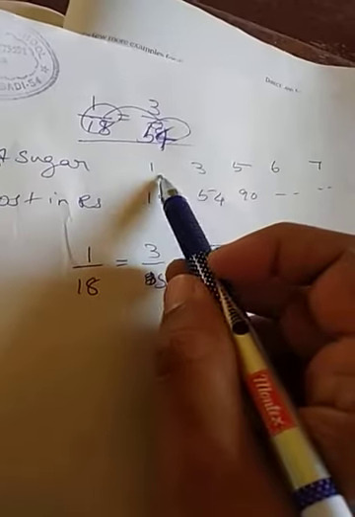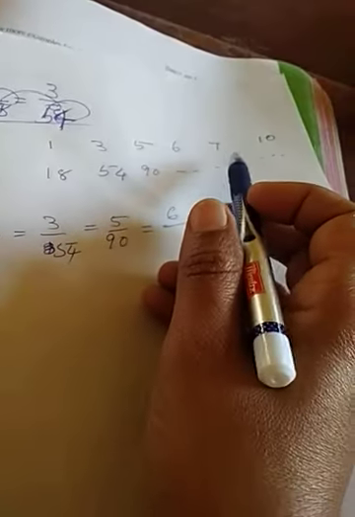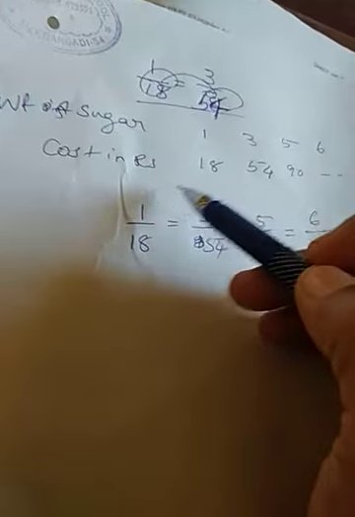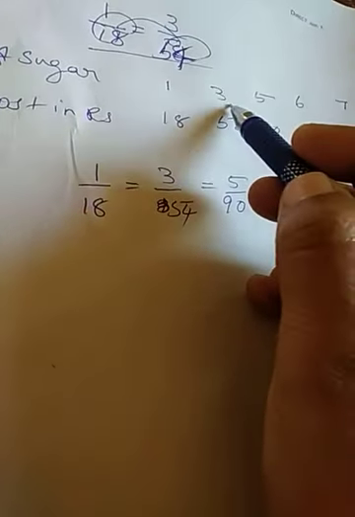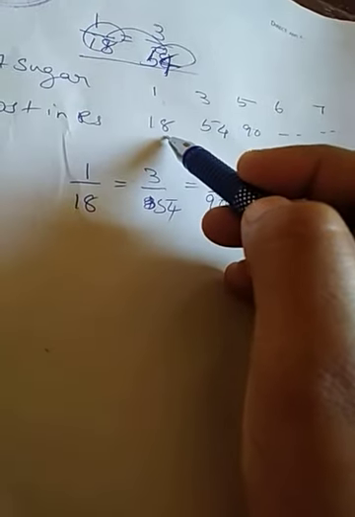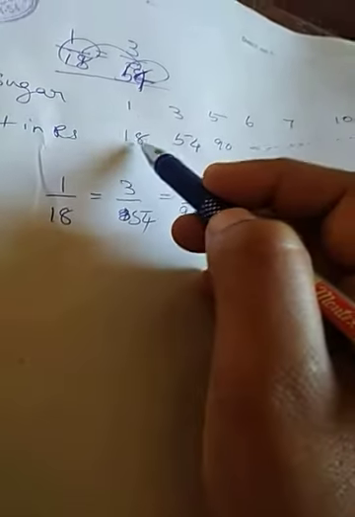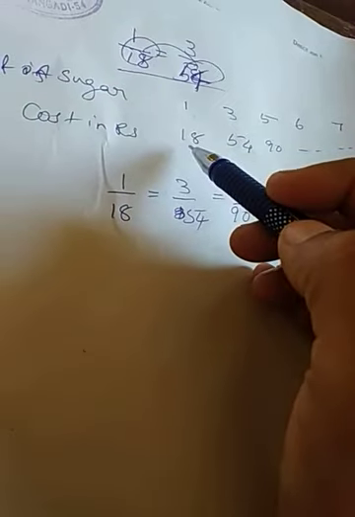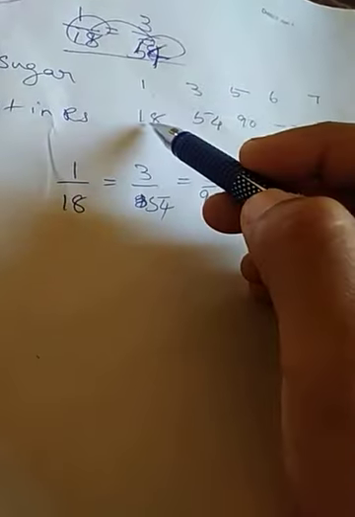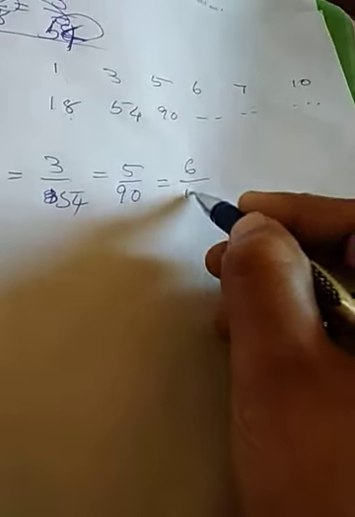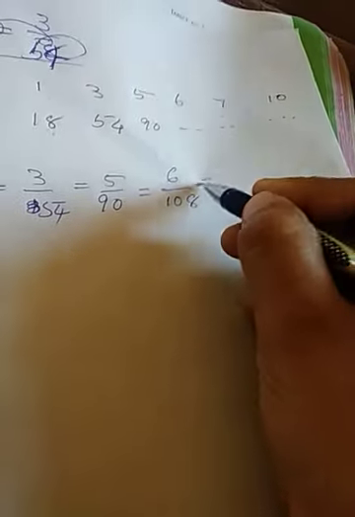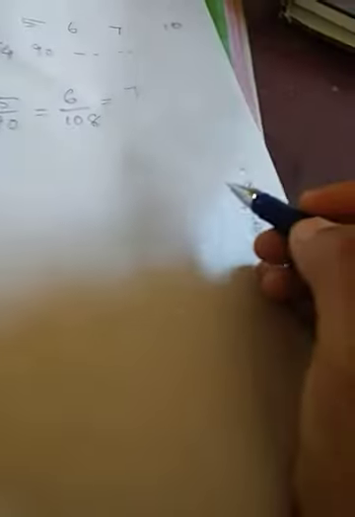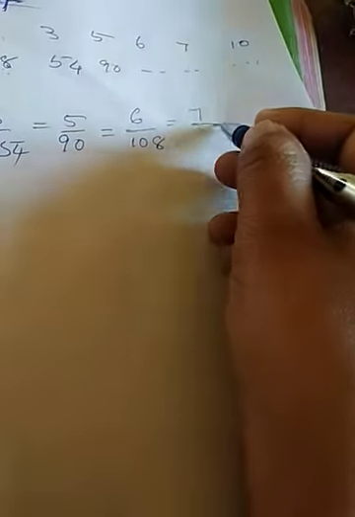Okay, weight of sugar: 1 kg, 3 kg, 5 kg, 6 kg, 7 and 10. Cost in rupees: 1 kg is 18 rupees, 3 kg is 54, for 5 kg multiply 18 into 5 and we will get 90. How to find 6 kg of sugar? The cost of 6 kg of sugar is 6 into 18, which is 108. Then 7 into 18 we will get 126. Then 10 kg of sugar is 10 into 18, which is 180.